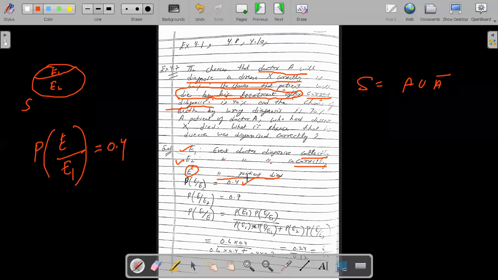क्वेश्चन में कुछ नहीं है, क्वेश्चंस बड़े इजी हैं, सिर्फ आपको इवेंट्स डिफाइन करने आने चाहिए. Then the chances of death by wrong diagnosis. तो डेथ हुई है बट डायग्नोस रॉन्ग हुआ. That is 70%, 0.7.